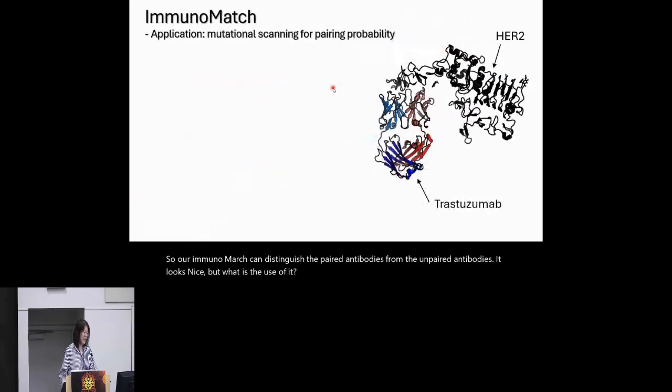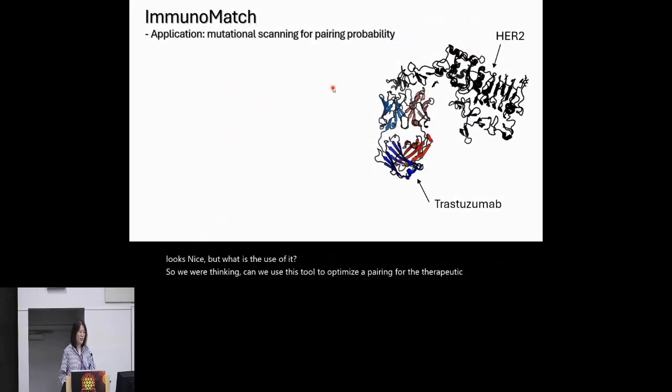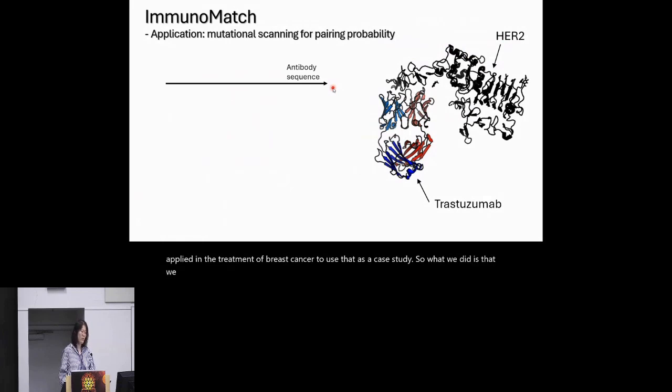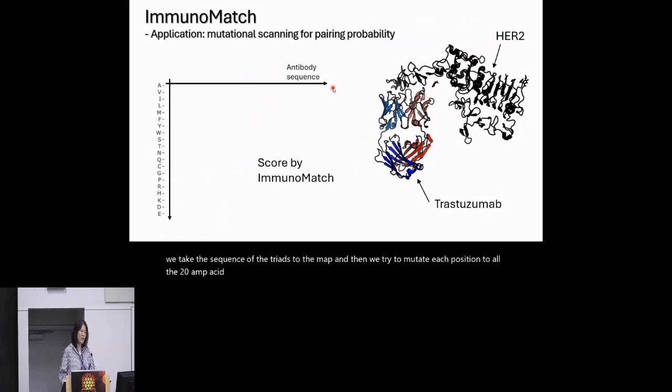So we were thinking, can we use this tool to optimize the pairing for therapeutic antibodies? In order to investigate, we took a popular therapeutic antibody, trastuzumab, which is broadly applied in the treatment of breast cancer, and used that as a case study. So what we did is we took the sequence of trastuzumab, and then we tried to mutate each position to all the 20 amino acids, and then we scored each mutation by the pairing score generated by ImmunoMatch.